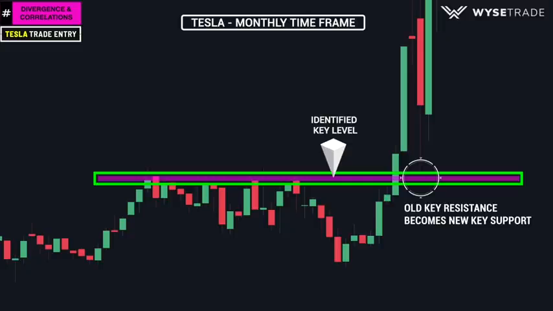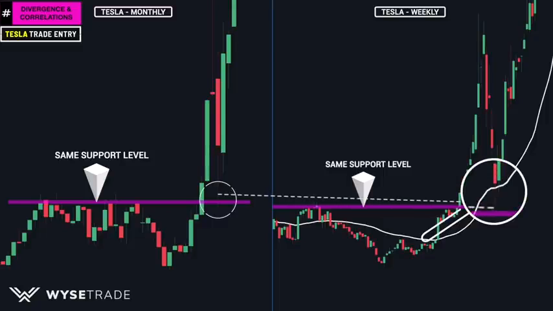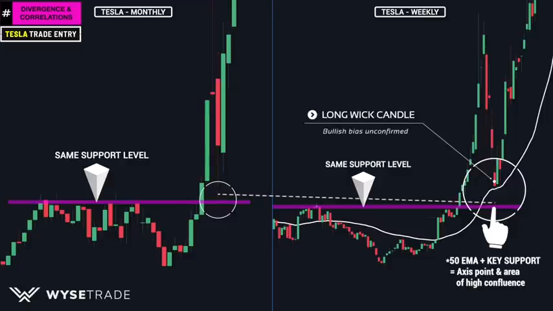So let's pull up the weekly, which is where we found price action on. So same key level. This key area here is this same area here. Now on the weekly, we had a perfect long wick candle form right at the key level and exactly where the 50 EMA crosses, making this an access point, an area of high confluence. This again gave us a bullish bias, but unconfirmed.